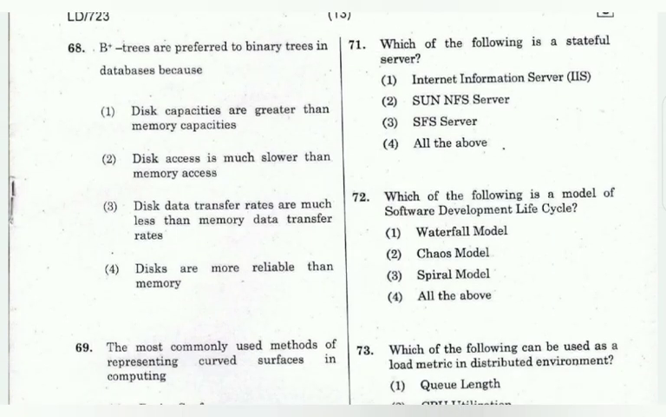B plus trees are referred to in databases because B plus trees are widely used in databases due to their efficiency in disk-based storage. Disk access is much slower than memory access, and B plus trees minimize the number of disk accesses needed to find a record. So option 2, that is the disk access is much slower than memory access, is the correct answer.